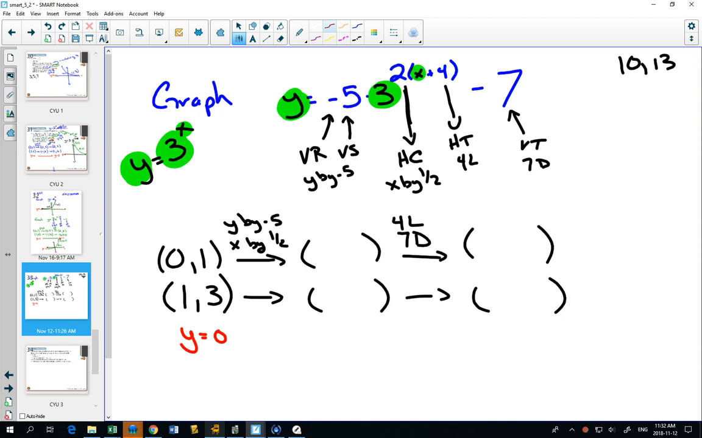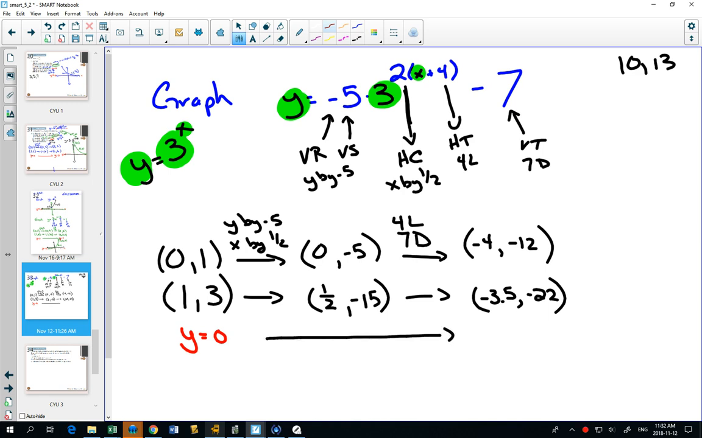So you can label your stretches and compressions. We get negative 5 and negative 15. X by 1/2, this will still be 0. This will now be 1/2. 4 to the left, negative 4, negative 3.5. 7 down, negative 12, and negative 22.